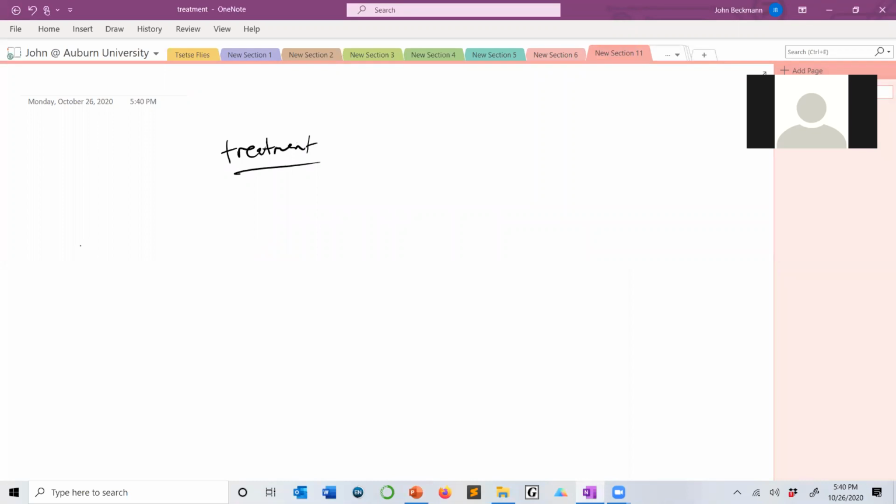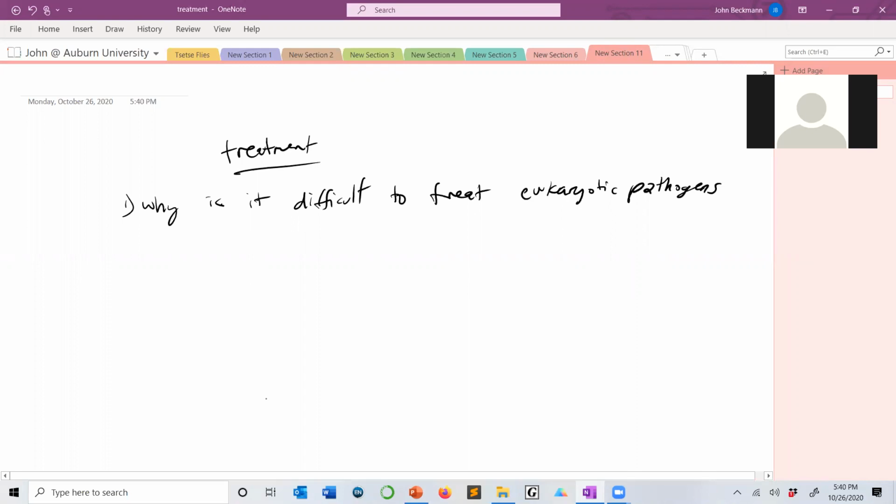Well, let's also just talk about, okay, so like, why is it difficult to treat eukaryotic pathogens? Like, we've kind of taken some things for granted. Like, we don't really worry about plague. We don't really worry about Rocky Mountain spotted fever. We don't really worry about typhus anymore, because what do we have? We have antibiotics, right? Like, so that's one reason we don't really worry about those.